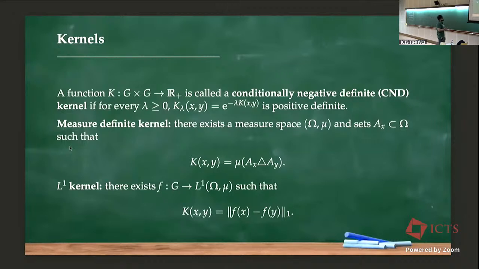And I will call a kernel L1 if this kernel can be written as an L1 norm of the difference of these two functions. So it's easy to see that if I have a measure definite kernel, then I can take f_x to be the indicator function of this set A of x. Then this object is already the L1 norm of the difference of f_x and f_y, right? So a measure definite kernel is always an L1 kernel, right?